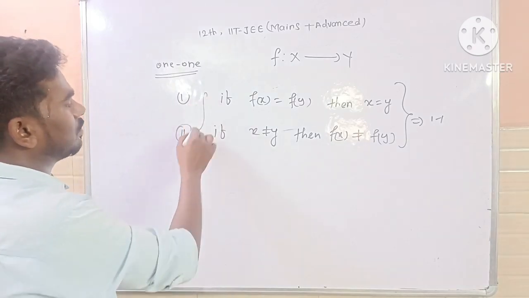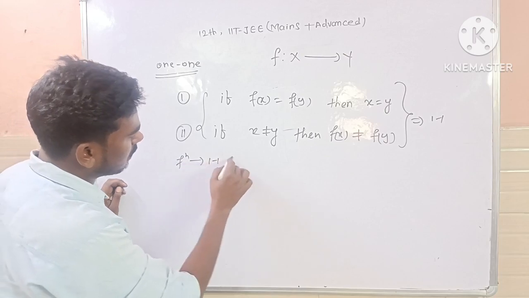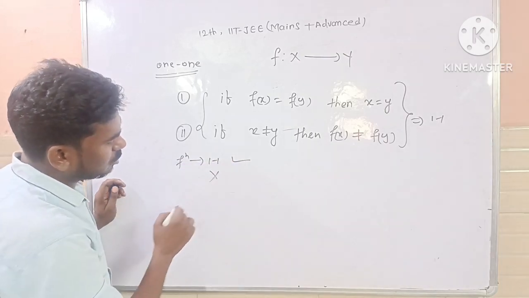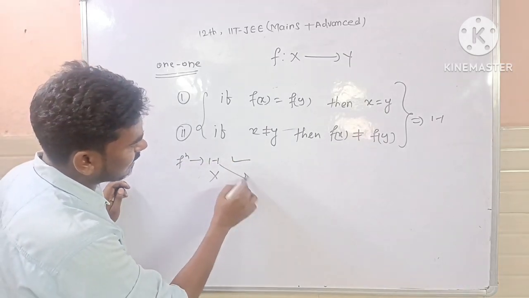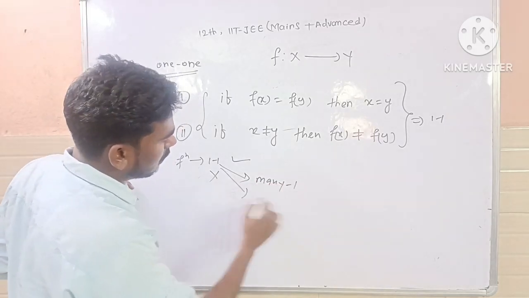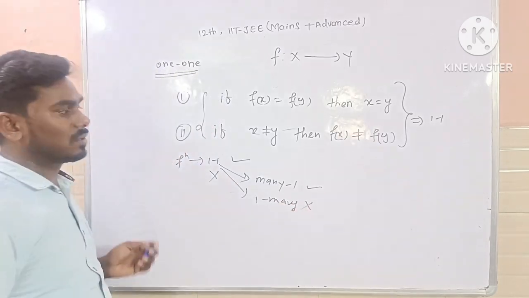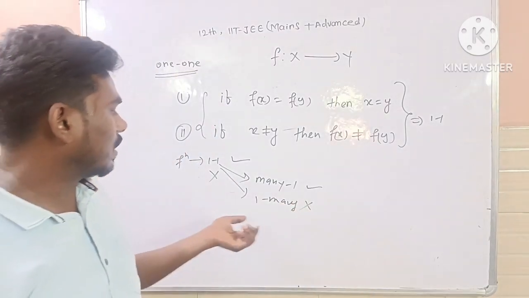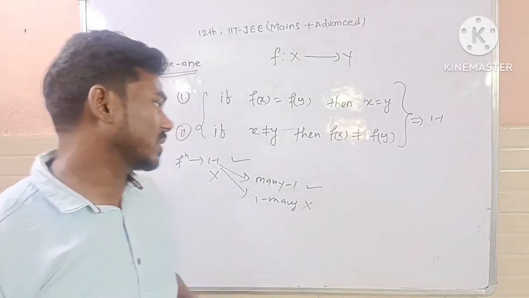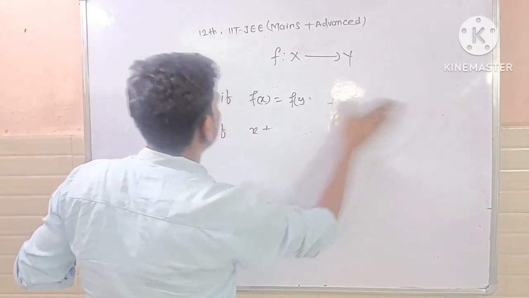Now we can take an example. If any function is one-one, then okay. But if any function is not one-one, then what is the function's name? Many-one. One-many can never be possible, because one-many is a relation but not a function. Is this okay?